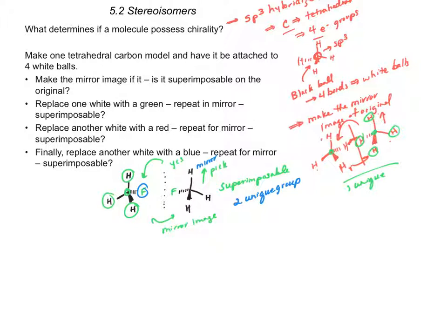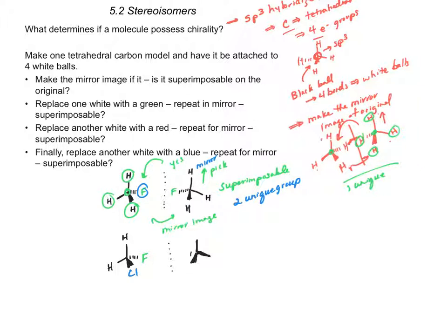So now we're gonna do the same thing. We're gonna replace one of these hydrogens again. So you take off another white ball. We're gonna replace it with, let's say, a blue ball. So let's keep this guy hydrogen, hydrogen. We already had a green, so that's gonna be our fluorine. And now on the wedge, I'm gonna go ahead and put, let's say, a chlorine, okay? So something different, okay? All right, so again, we're gonna imagine that there's a mirror here, and we're gonna go ahead and draw the mirror image of this guy.